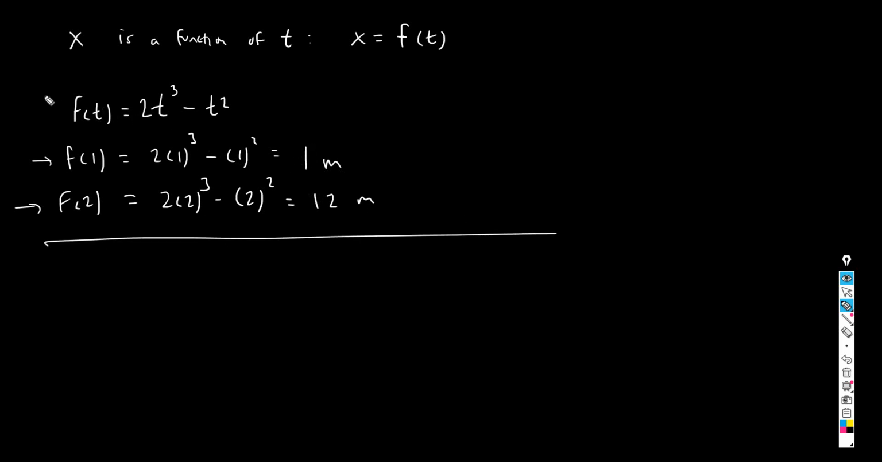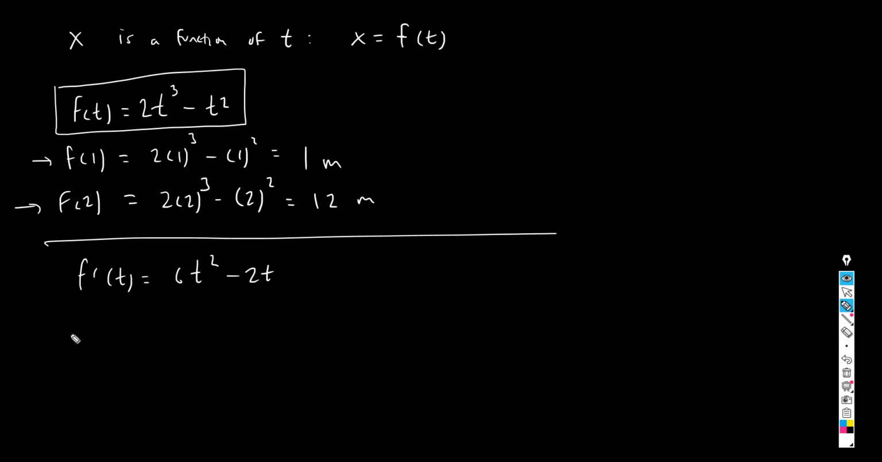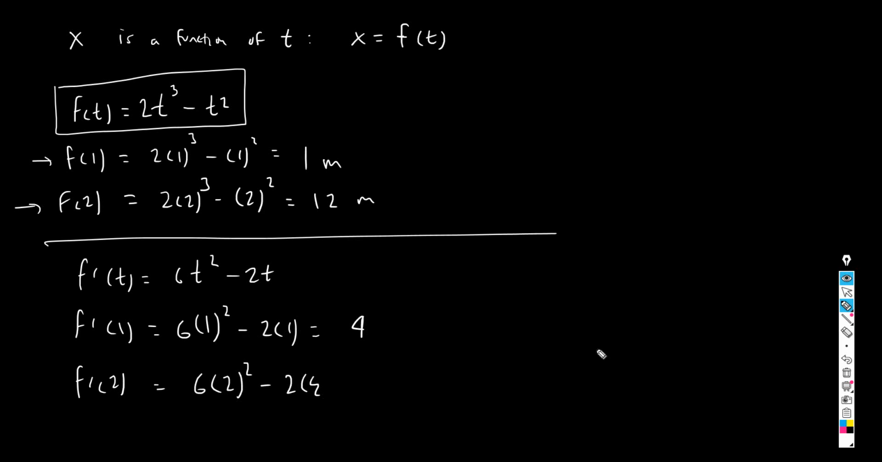Now, if you get the derivative of such function, f prime of t equals, now it's going to be 6t squared minus 2t. This is the derivative. And if you evaluate the derivative at the same points, let's say 1 and 2, let's use the same points. What you're going to get, let's first evaluate, we're going to get 6 minus 2, that's 4, and then 6 times 2 squared minus 2 times 2. We're going to get 6 times 4, 24, minus 4, 20.